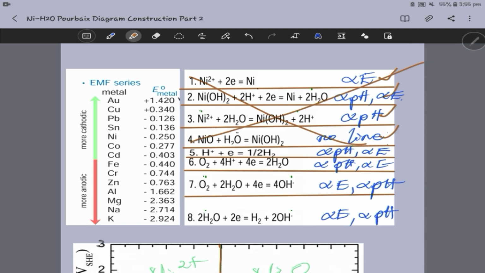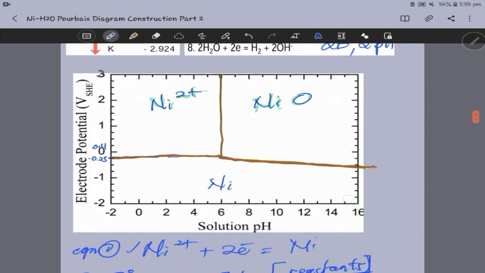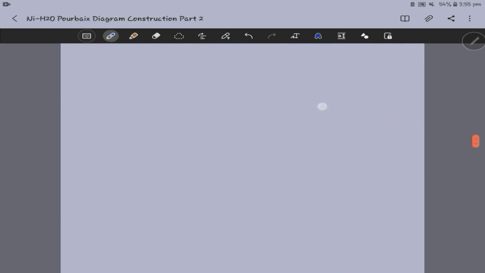So now we continue from equation 5 to 8. After we did all this, we end up getting regions like this: nickel 2 plus here, then we have NiO here, and then we have just solid nickel on this side. We will continue building upon this to see what we get in the end. Okay, so now we move on to equation 5.